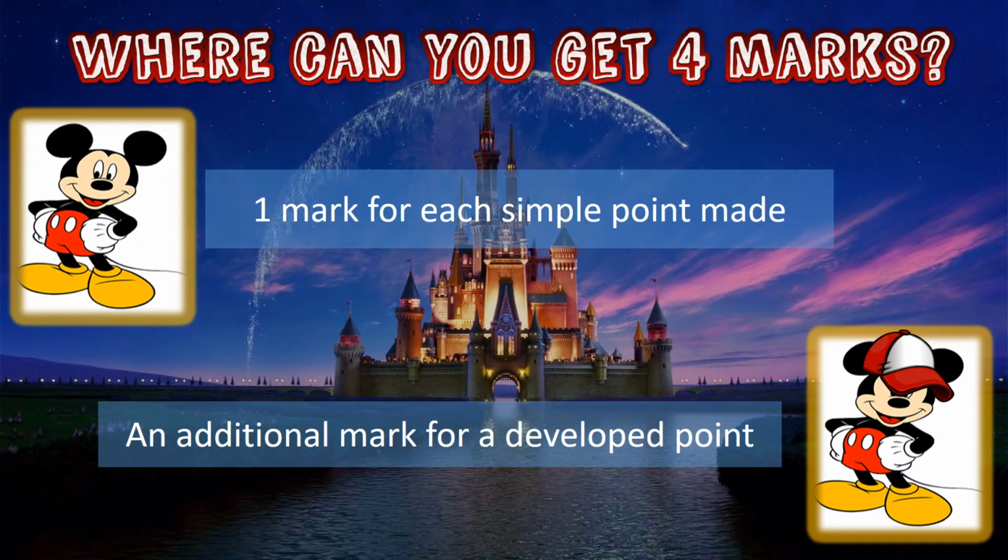Now where can you get the 4 marks? Now the 4 marks, you can get 1 mark for each simple point that's made, so you can effectively make 4 straightforward simple points to get 4 marks. You can also get an additional mark for any developed point. So for example, if you put 2 developed points, that would get you 4 marks. If you decide to do 1 developed point and 2 simple points, that would be 4 marks. So there's a combination of different ways that you can do it. Usually the easiest and most straightforward way is just to do 4 straightforward simple points.